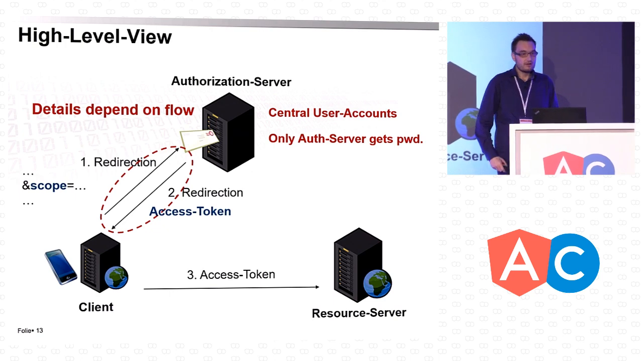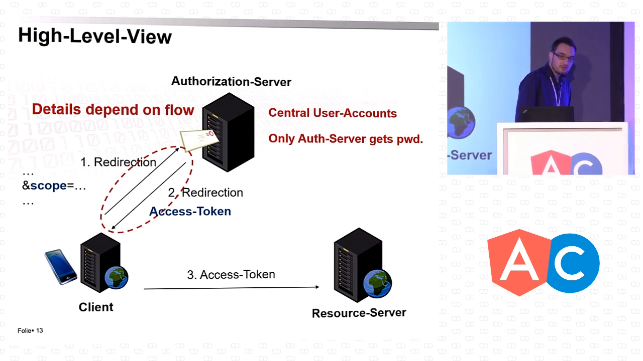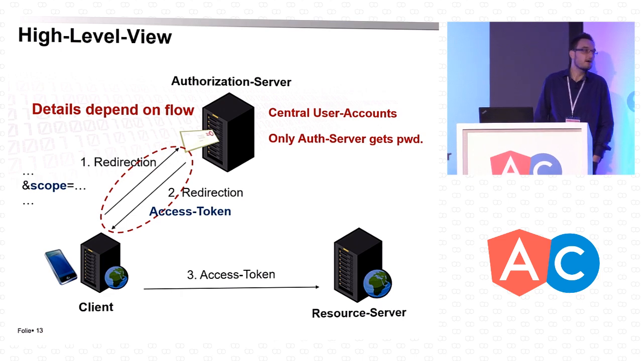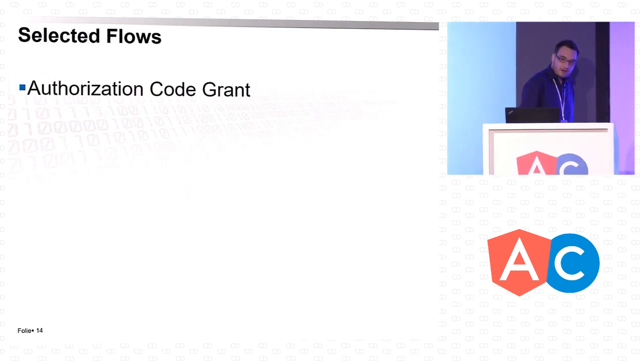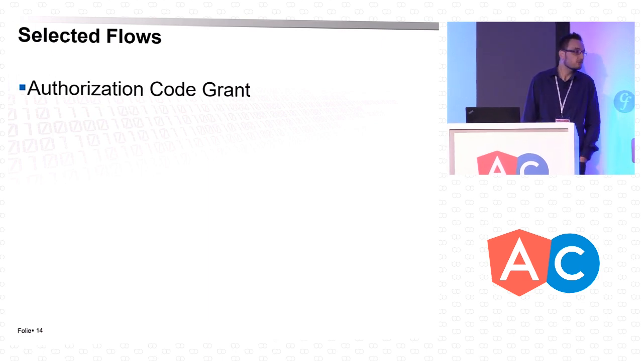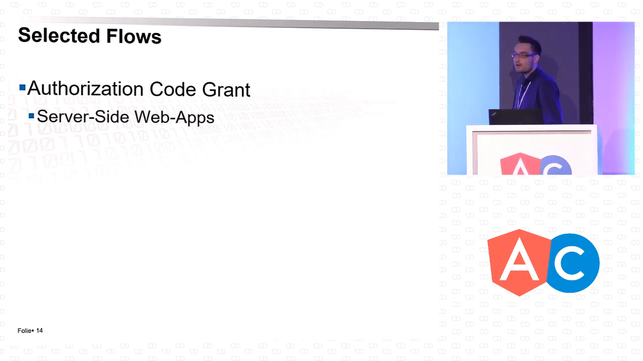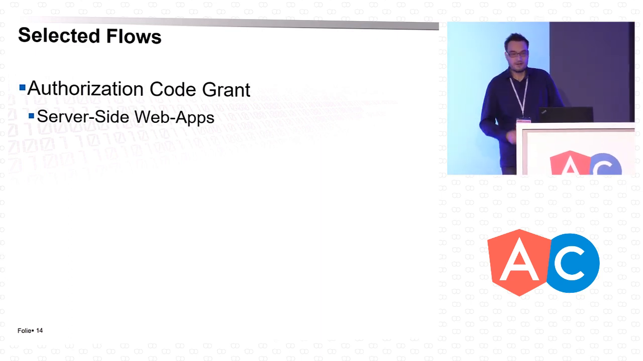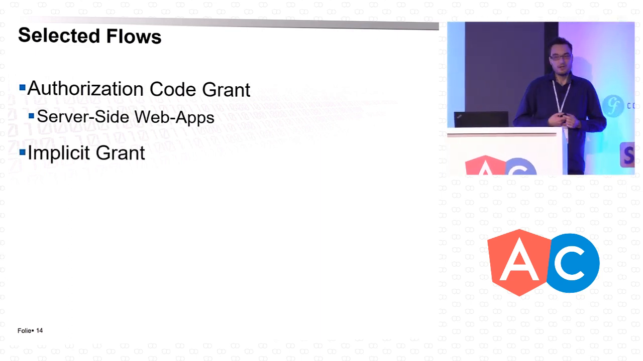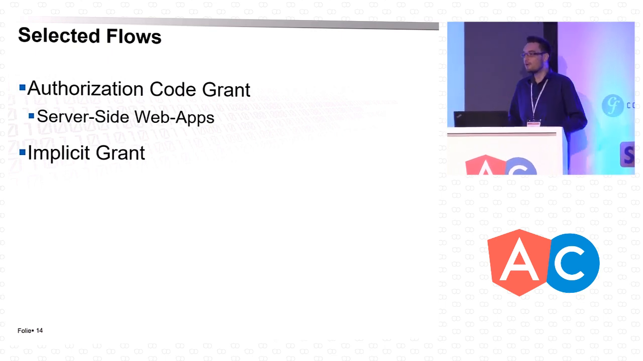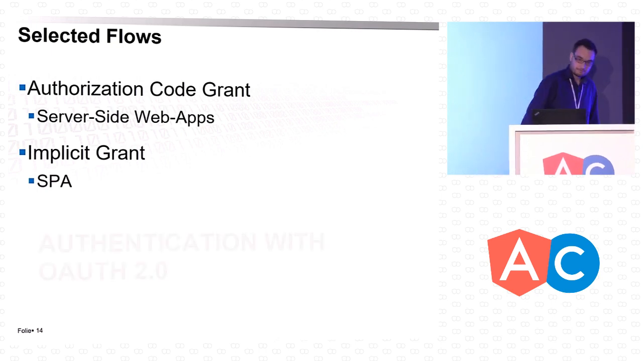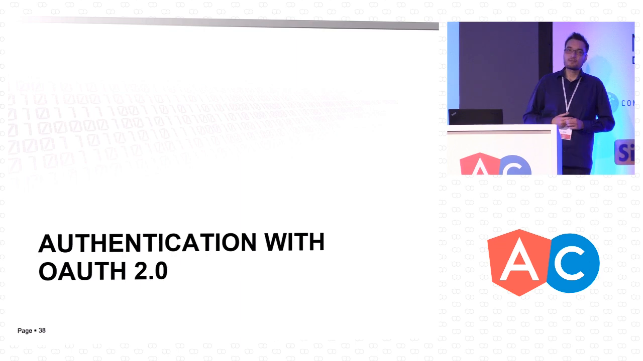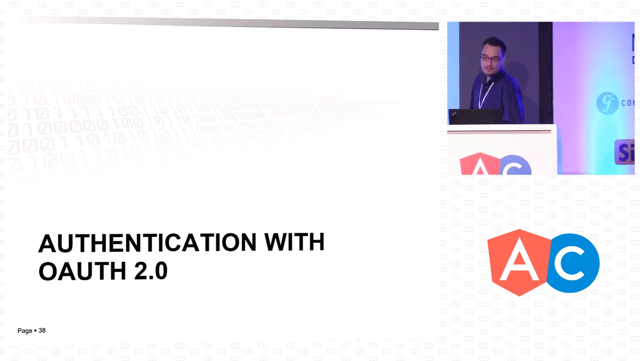The details regarding the communication between the client and the authorization server depend on the flow you choose. OAuth 2 defines several flows for several use cases. For instance, there is a flow called authorization code grant. This flow has been designed for server-side web applications. And in addition to that, there is also another flow. It is called implicit grant, and this flow has been designed for applications like single-page applications. In my demonstration, I will focus on this implicit grant.